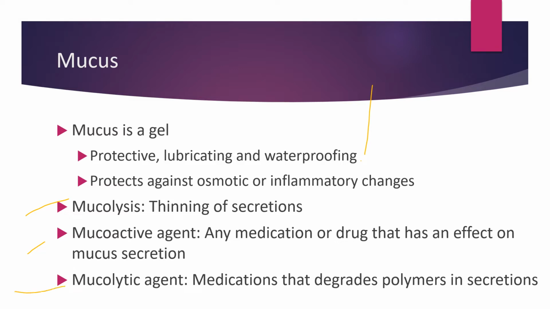And finally, the mucolytic agent. These are medications that degrade polymers in secretions. They degrade the polymers in secretions. So they're there to help destroy the polymers. And when we're talking about these being under this umbrella term of mucoactive agents, mucoactive agents can be anything from a mucolytic to an expectorant or a mucokinetic. And mucokinetic will increase their coughing or their ciliary beat, right? It increases that ability to clear those secretions. So a mucolytic agent is part of, or under, that umbrella of mucoactive agents.